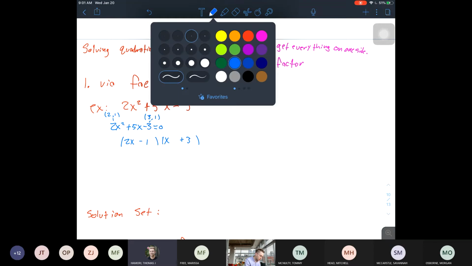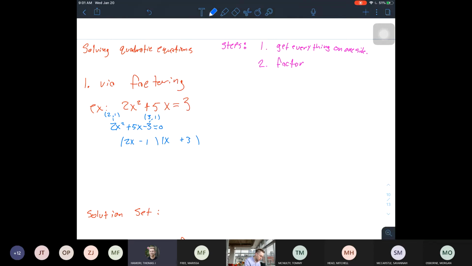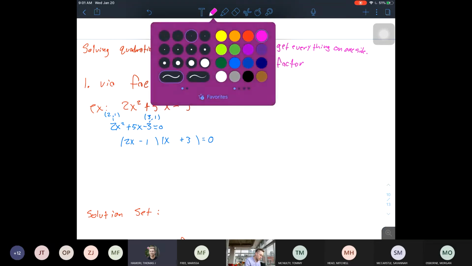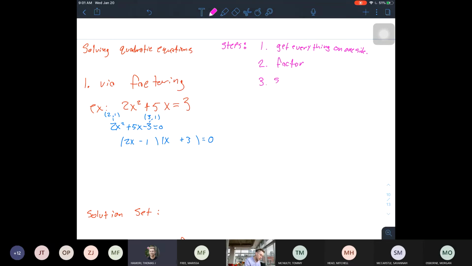So now we've factored, and I should keep my equals 0 here. And now the third step is set each linear factor equal to 0. Now, why do we do that?